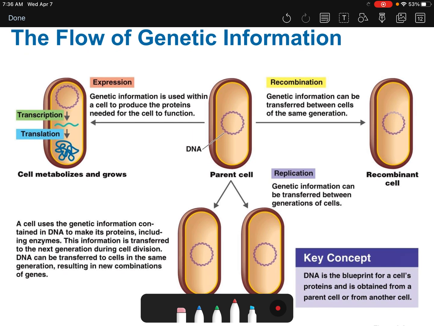And this just kind of shows you, if you have your DNA here in the parent cell, it can make a copy of that through DNA replication, and then the cell can divide through binary fission and pass that on to their offspring. Sometimes through conjugation or other methods, we can have genetic recombination by transferring some of the genetic information from one cell to another. And then, of course, through transcription and translation, the information that's on this chromosome can be translated to make a particular protein.